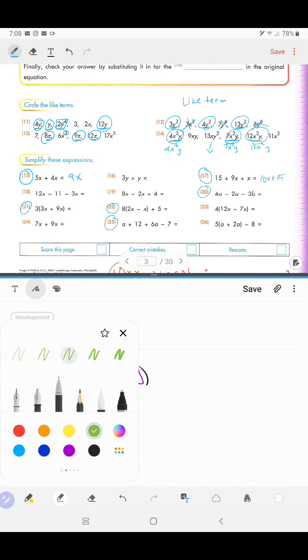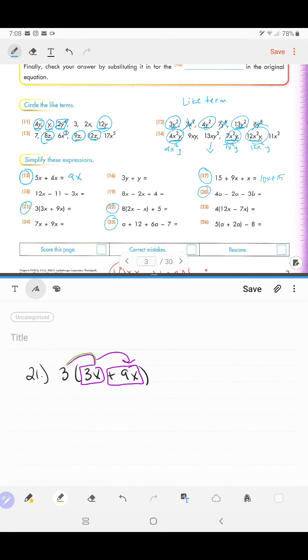So you have to think about it like a factory. So 3 goes in, and then what comes out? 3 times 3 is 9x, and then the next one is a positive number, so we're going to put a plus. And then 3 is going to go into the 9. 3 times 9 is 27, and then x is just going to go along with it.